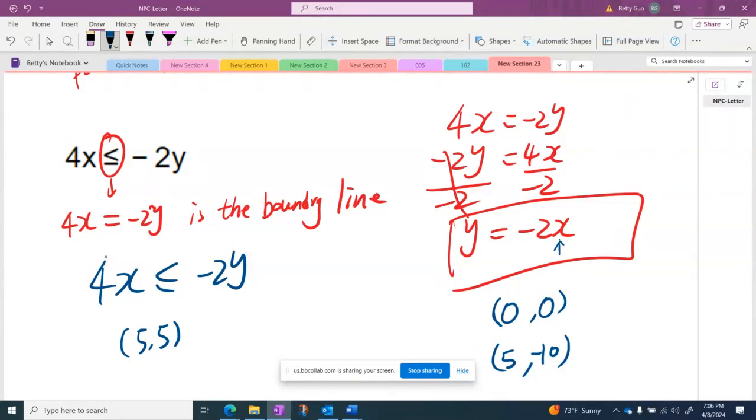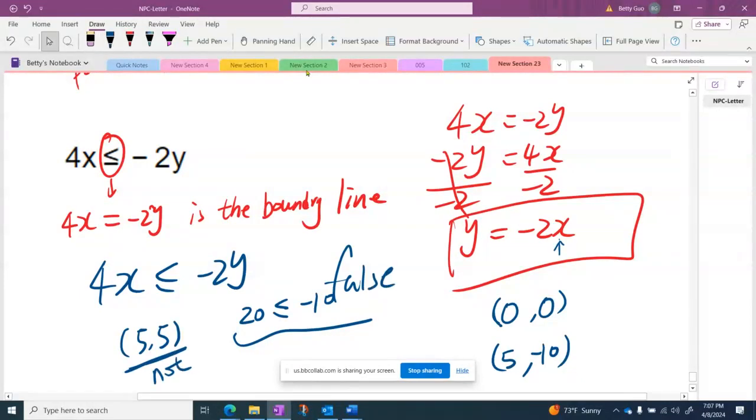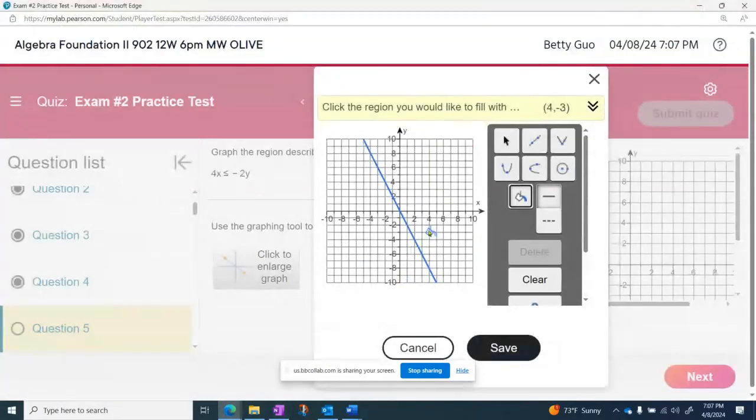Okay, (5, 5), and then we're going to plug in. So 4 times 5 is 20. 20 less than or equal to -2 times 5, which is -10. Is this a true statement? Of course not, right? It's false. False means (5, 5) is not a solution. Okay, let's remember that.